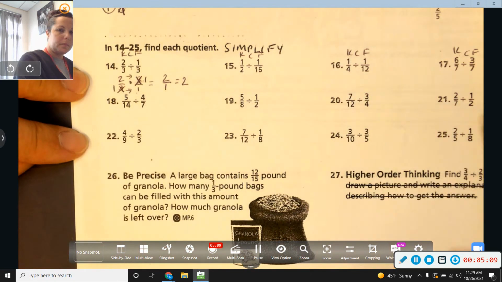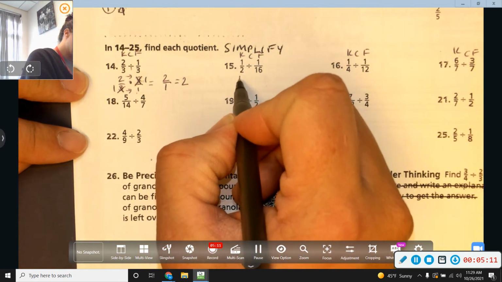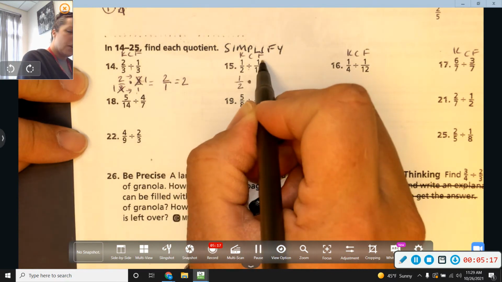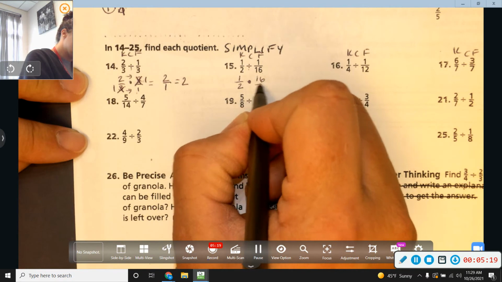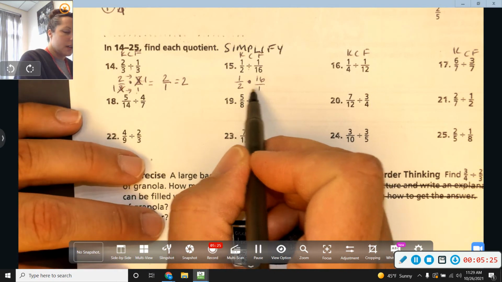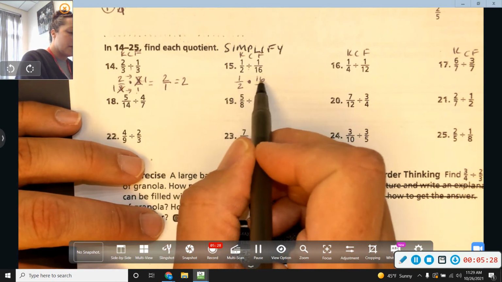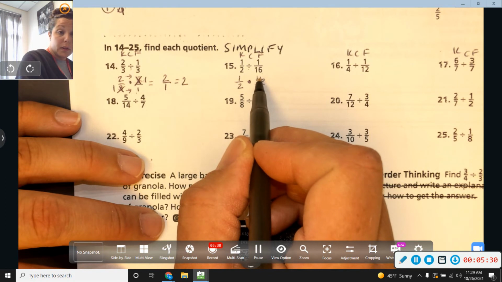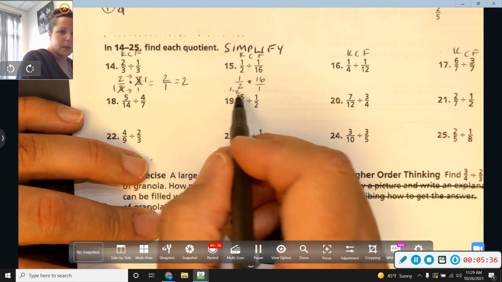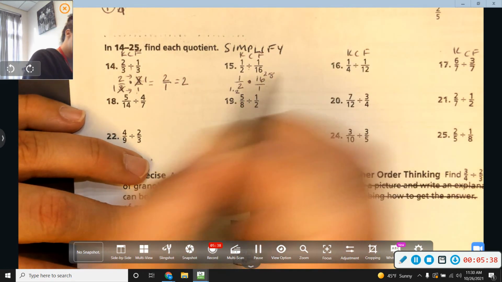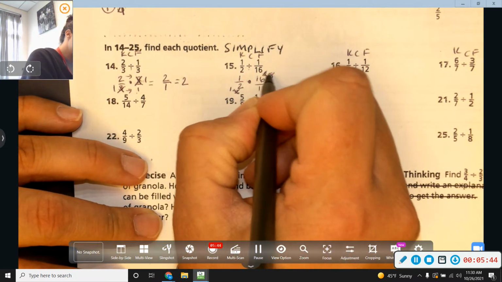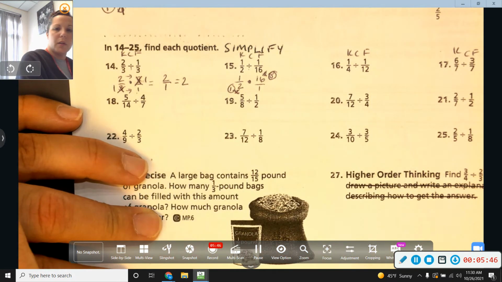Okay? 15. Keep my 1/2. Change divide to times. Flip 1/16 to be 16 over 1. Okay? I can't reduce 1 and 1. That's as low as it goes. But I can recognize that I can divide a 2 out of both of these. They're both even. Okay? So I know that 1 times 2 is 2. I know that 2 times 8 is 16. I can divide out my 2's and keep my other number.